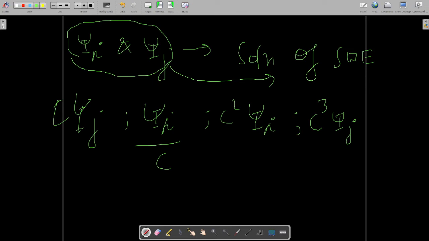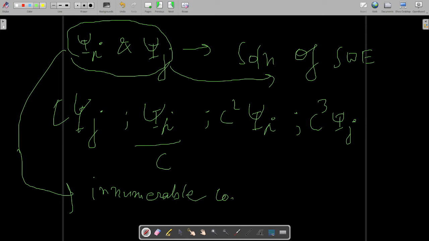So if psi I and psi j satisfy the Schrodinger wave equation, it simply means that we can make innumerable combinations. Innumerable combinations of what? We can make innumerable combinations like this. Like psi I is there, then we will write c psi I, we will write c2 psi I.